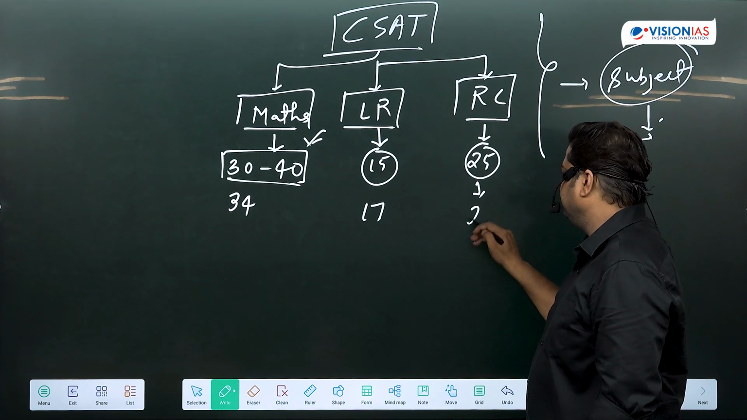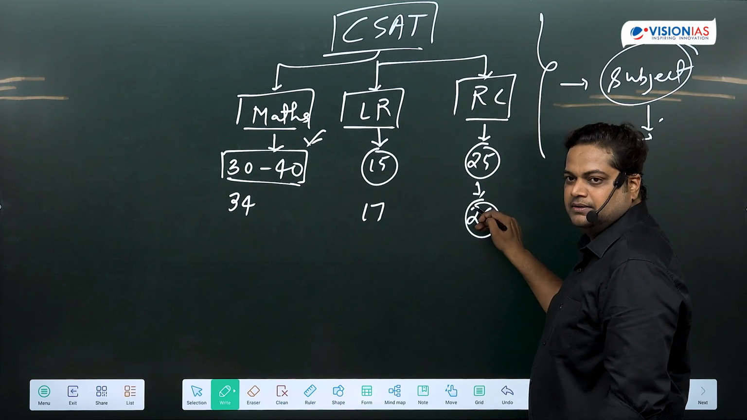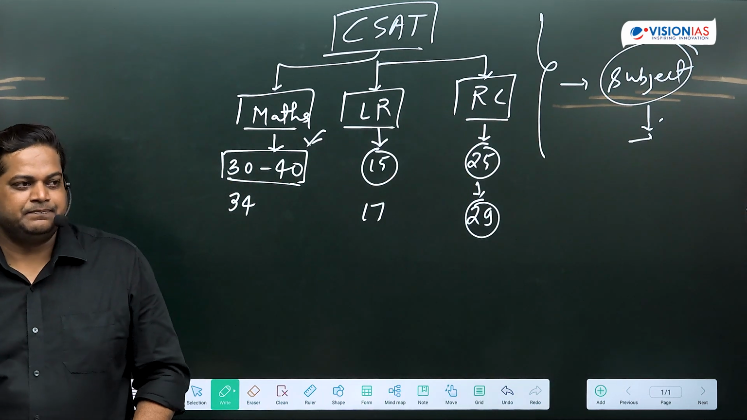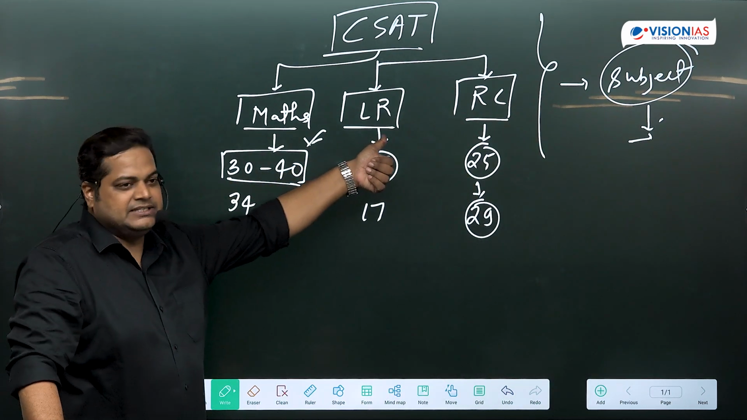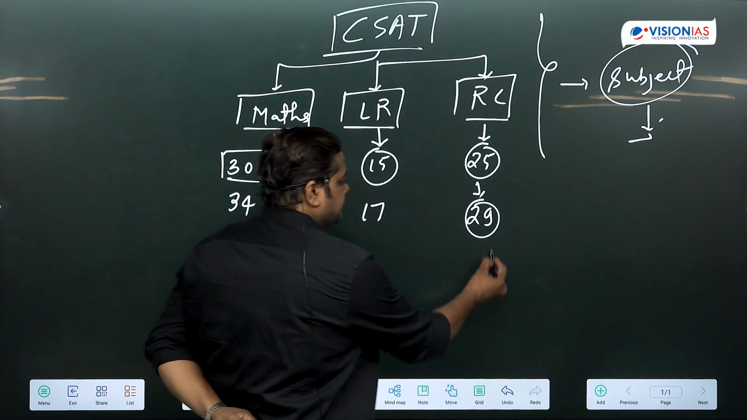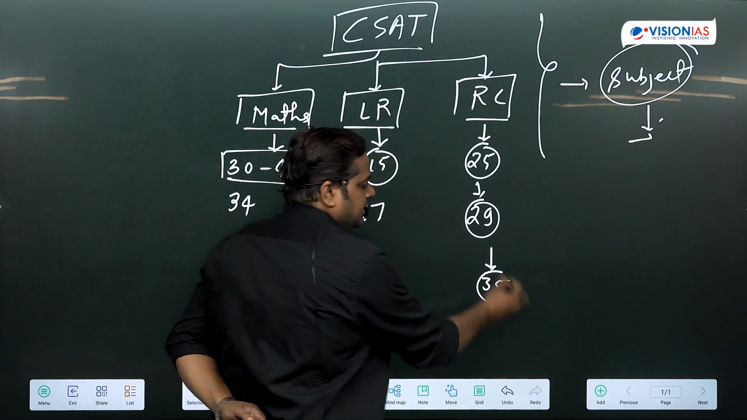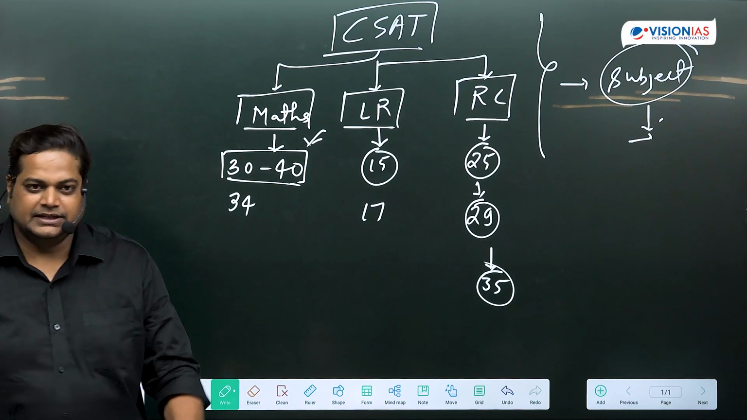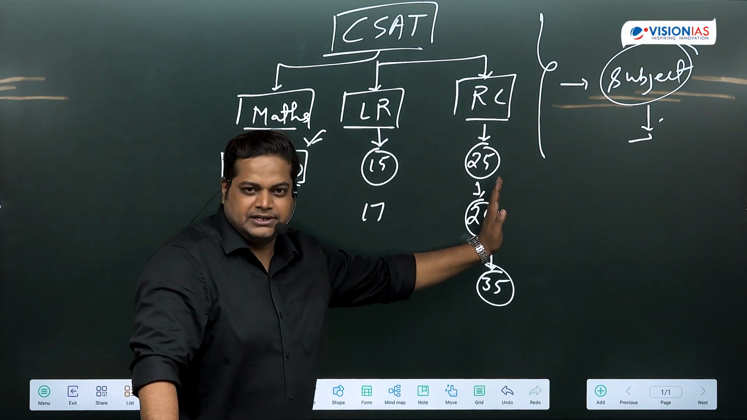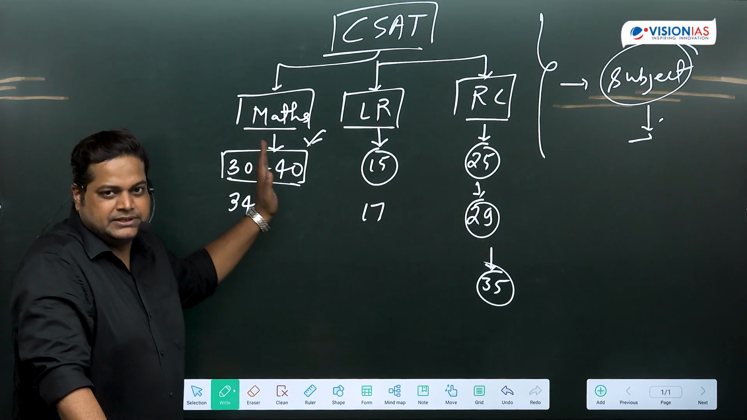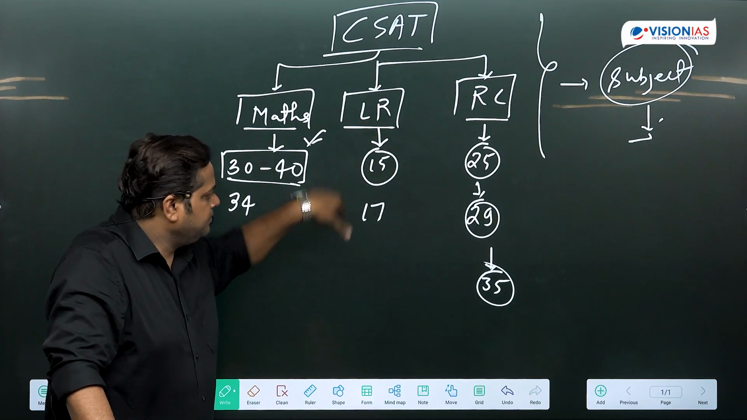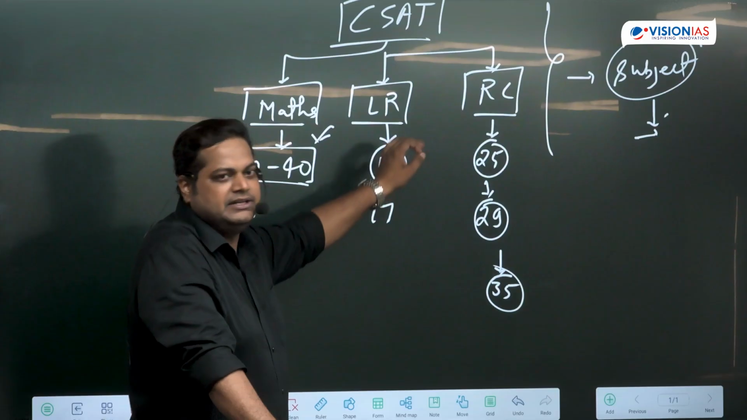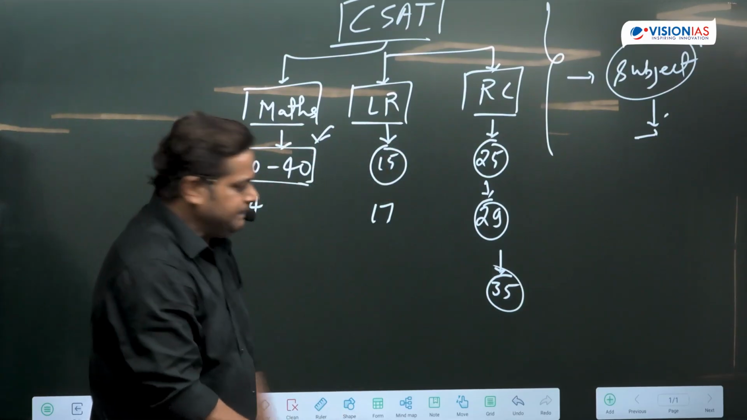This year, 29. So this way, the composition can change every year. Like 5-6 years before, in this RC part, they were asking roughly around 35 questions, 35-36. Then they started reducing the number of questions here and giving more questions here. But this LR composition is roughly the same, roughly around 15, 14, 15, 16, 17. This way they are asking questions every year.